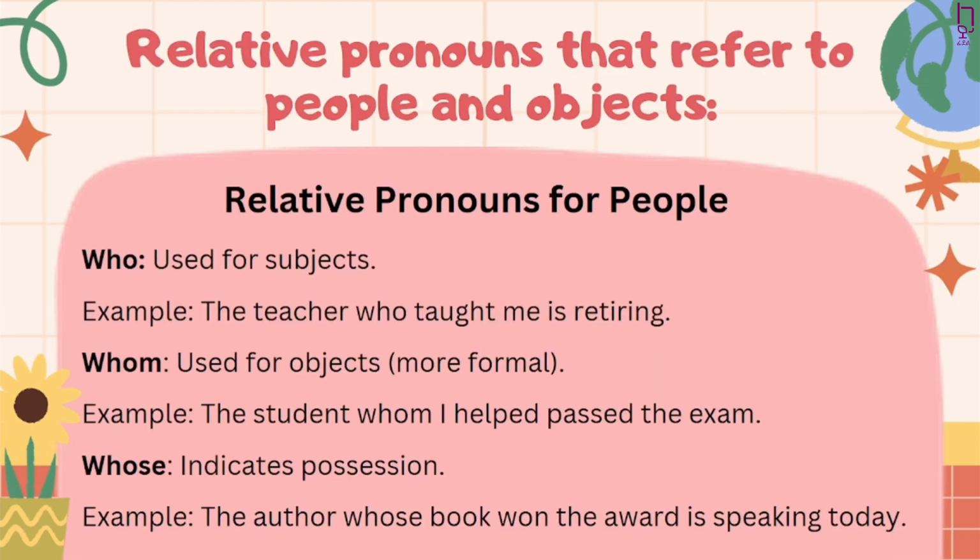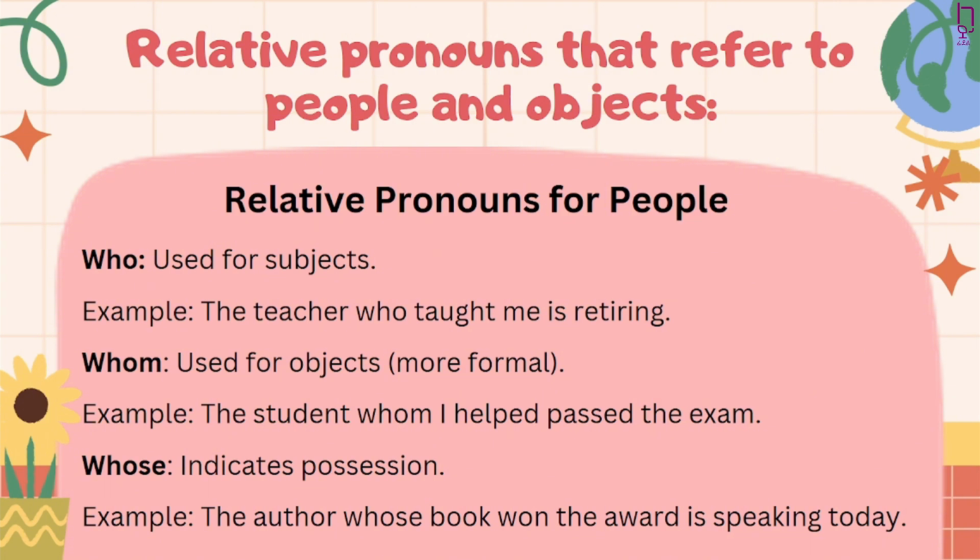Relative pronouns that refer to people and objects. For people, we usually use who, whom, and whose. In the case of who, we use it for subjects. For example, the teacher who taught me is retiring. So who is used here in the place of the teacher, so we use it as a subject.